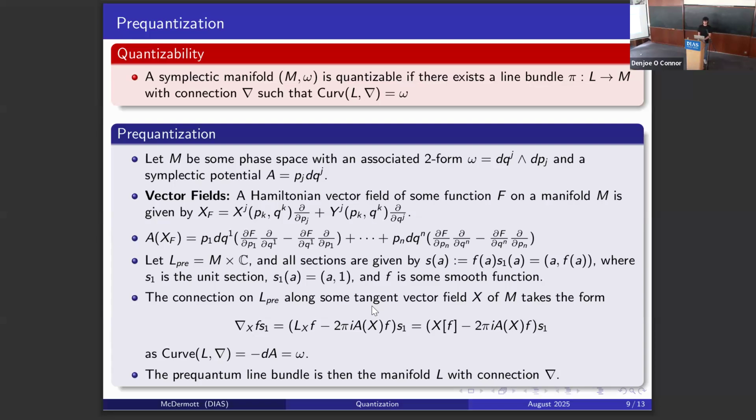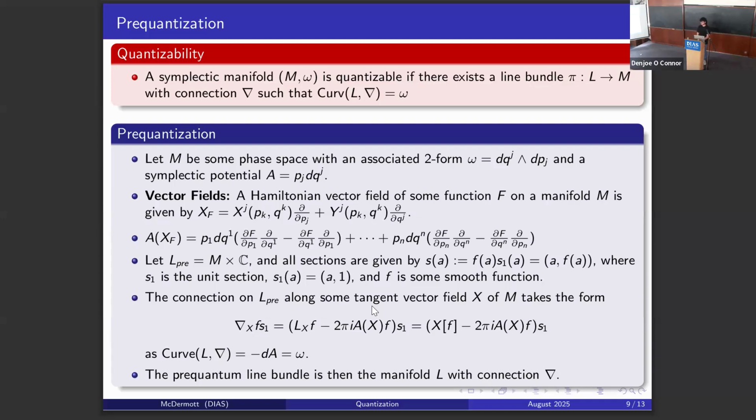But if we let our pre-quantization line bundle L just be the trivial line bundle, so the complexification of our base manifold, all sections on this line bundle can be given in the form of some smooth function f multiplied by our unit section s_1, which we can fix. So then all of our variation is in this smooth function f.